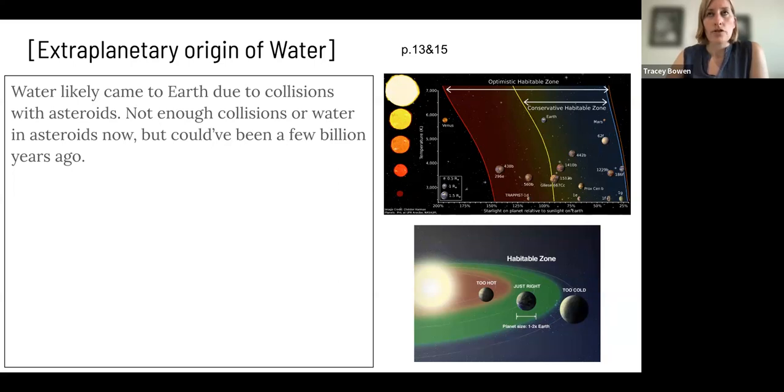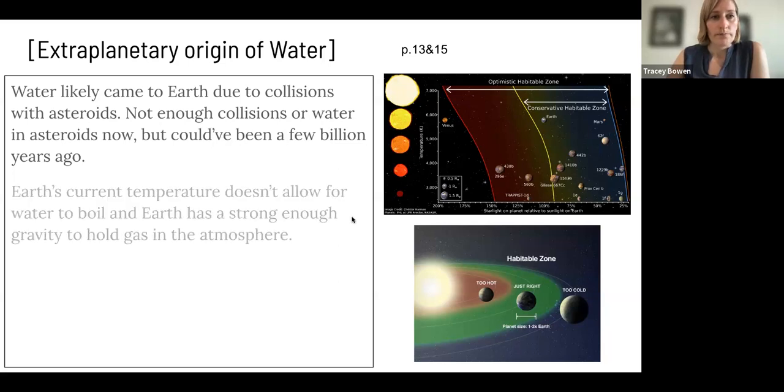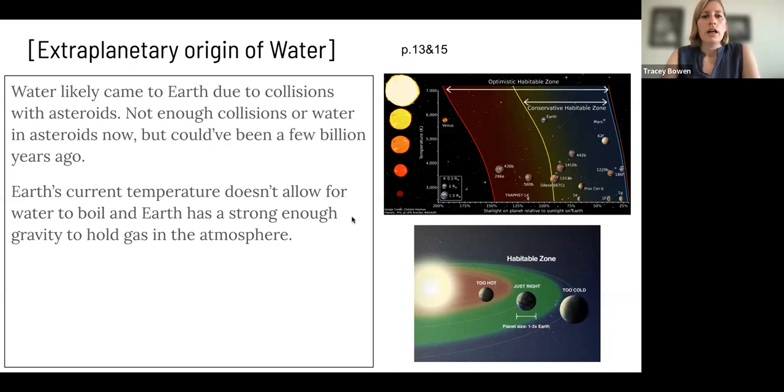But as they travel around planets and orbit around suns, they slowly lose their water because of exposure to the sun's radiation and evaporation. So Earth's current temperature doesn't allow for water to boil, and Earth has a strong enough gravity to hold gases in the atmosphere. It's lost hydrogen and helium. Gas giants don't lose hydrogen and helium because they have a much bigger gravity, but Earth's is strong enough to hold water vapor.